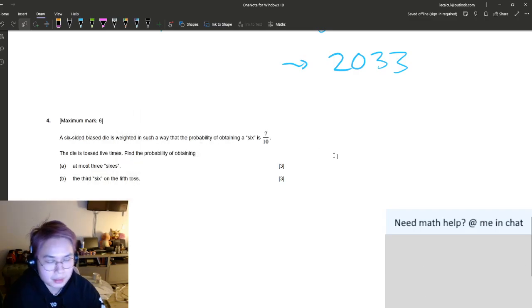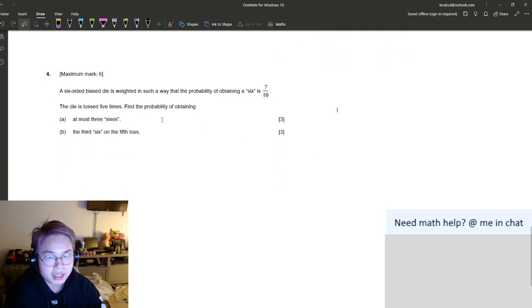Okay, this looks a little bit more exciting. We have a 6-sided die, and it's biased. So for some reason, you can get a 6 a little bit more often than a normal dice. I think it's a little bit more often, 7 out of 10 times. The die is tossed 5 times. Find the probability of attaining at most 3 6s.